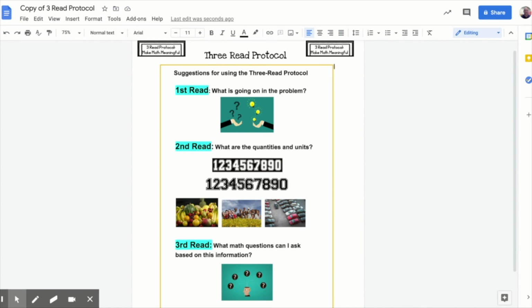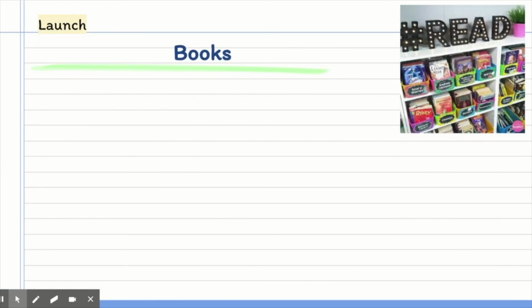With a 3-read, the first read, students read the problem. So what's going on in the actual problem? They're just reading the problem as it is. The second read, what are the quantities? So what are the units? They start pulling the units out of that particular problem. And then when they read the problem the third time, they actually come up with some math questions they can ask based on the information. All right, so let's look at this example.